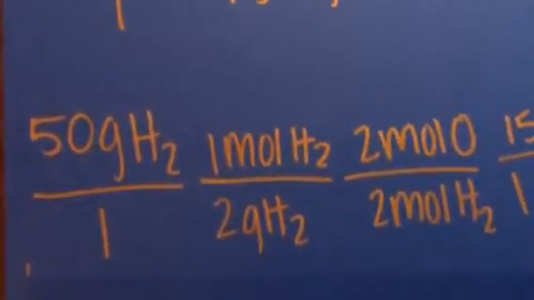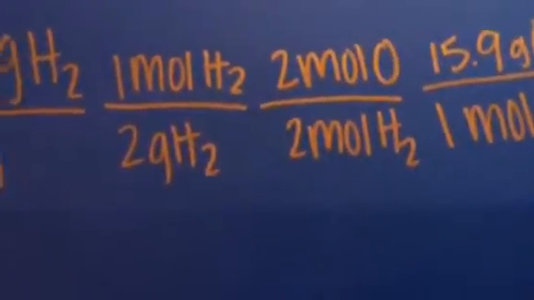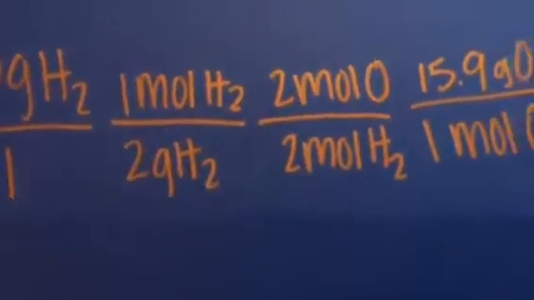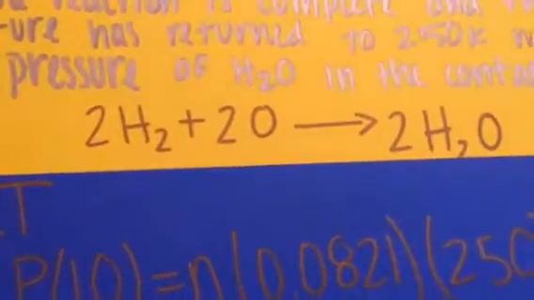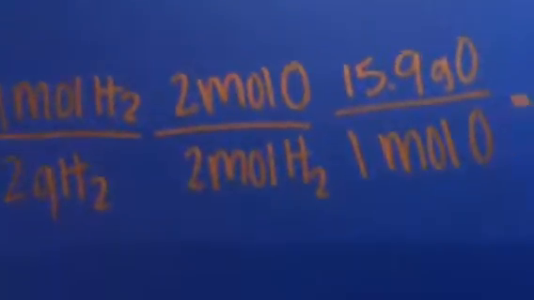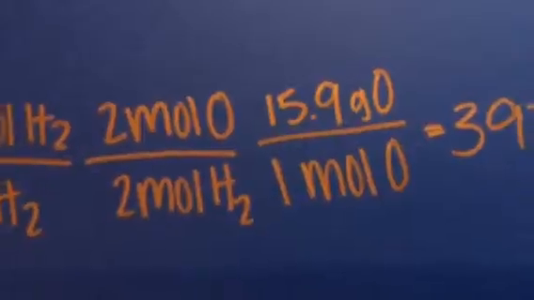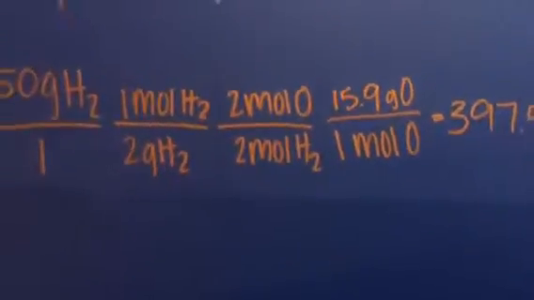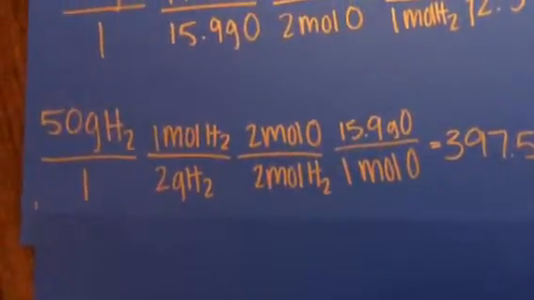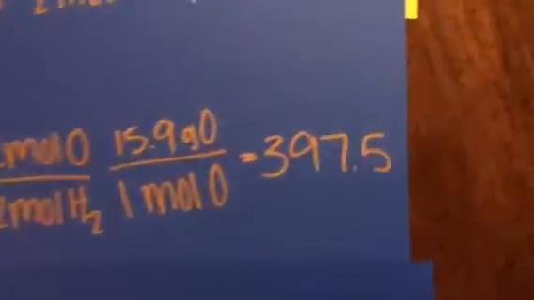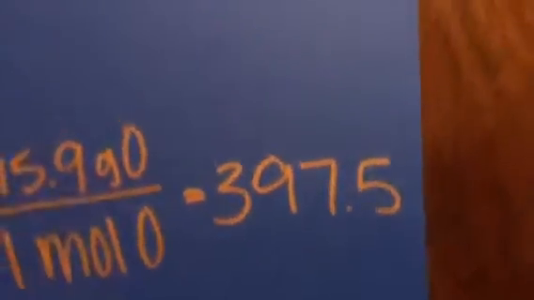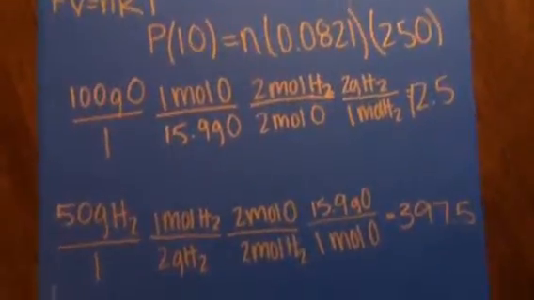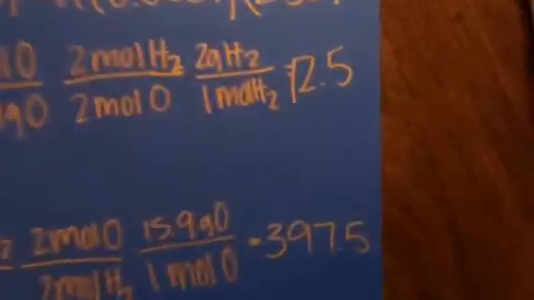On the top, you put 1 mole H2. On the bottom, 2 mole H2 to cancel that out. And we found the 2 mole H2 and the 2 mole O in our balanced equation. Then you're going to put 1 mole of oxygen on the bottom to cancel out the moles, and 15.9 grams of oxygen on the top. And then you will multiply the whole top row, multiply the whole bottom row, divide them together, and you will end up with 397.5.